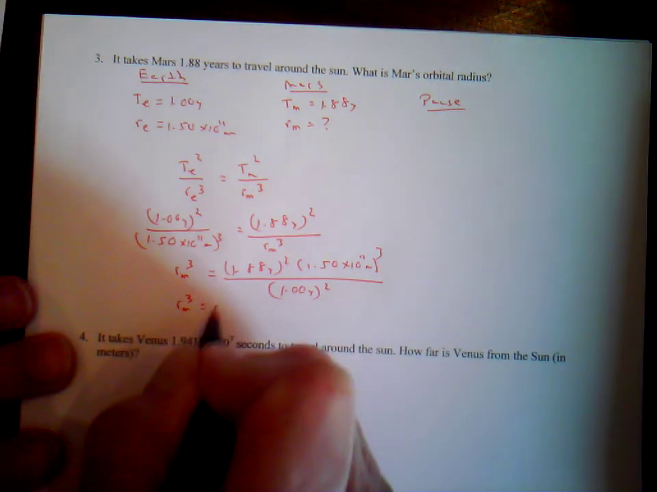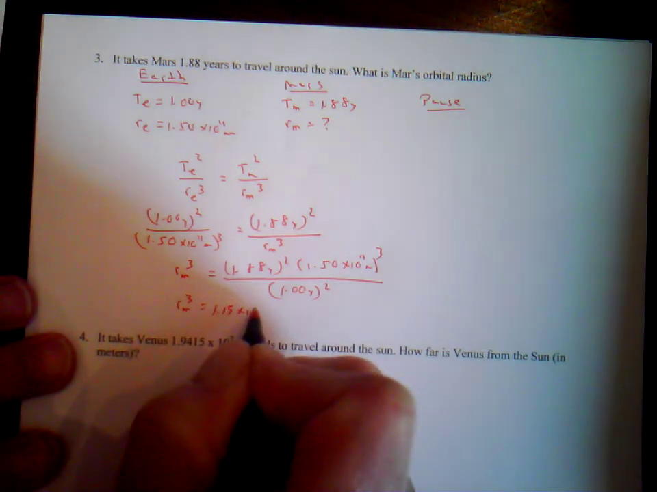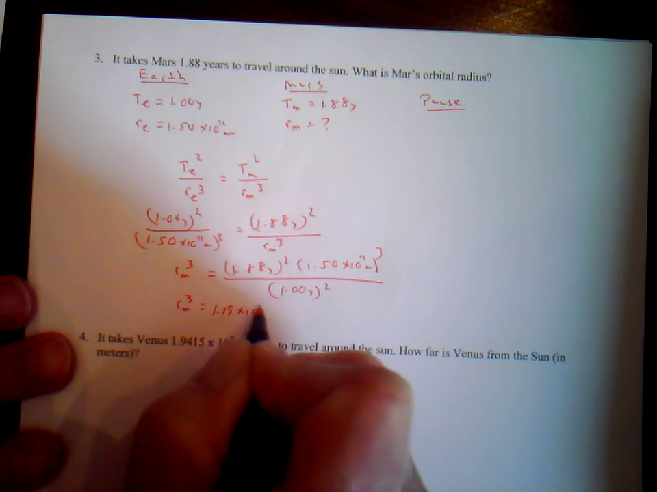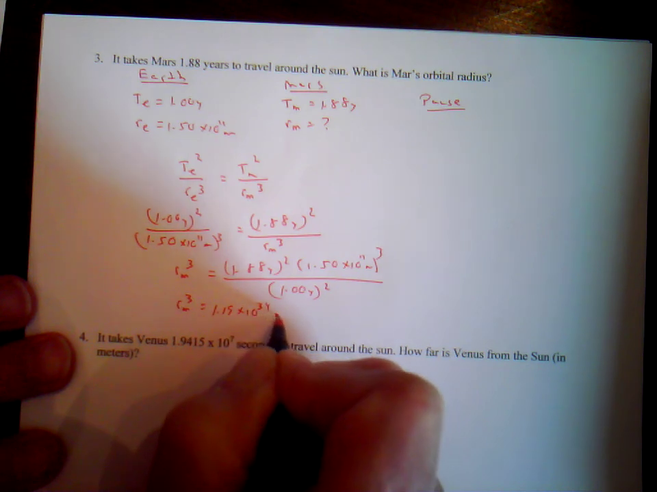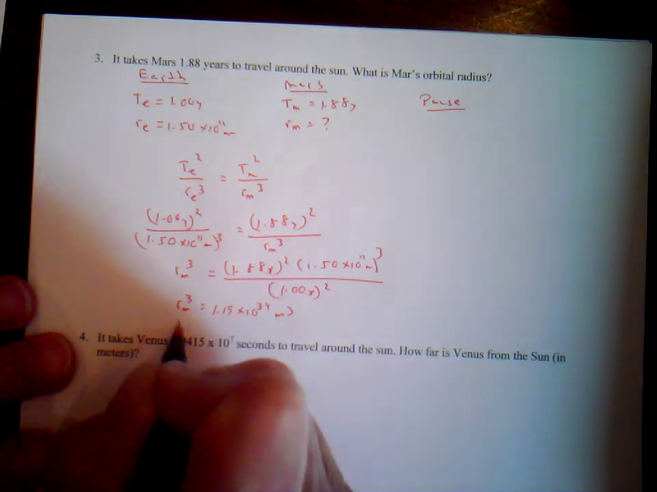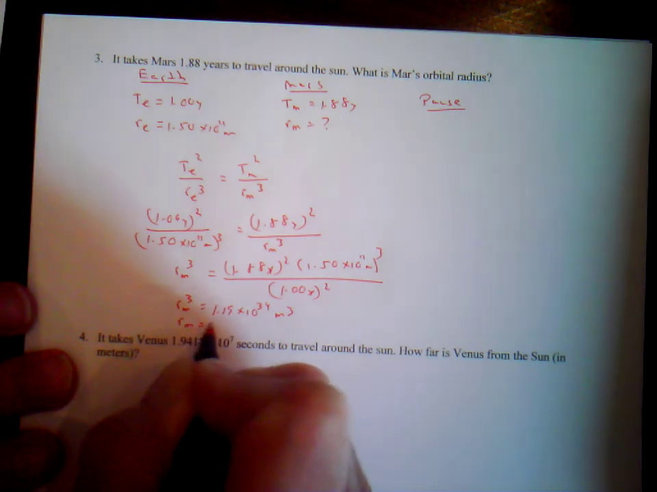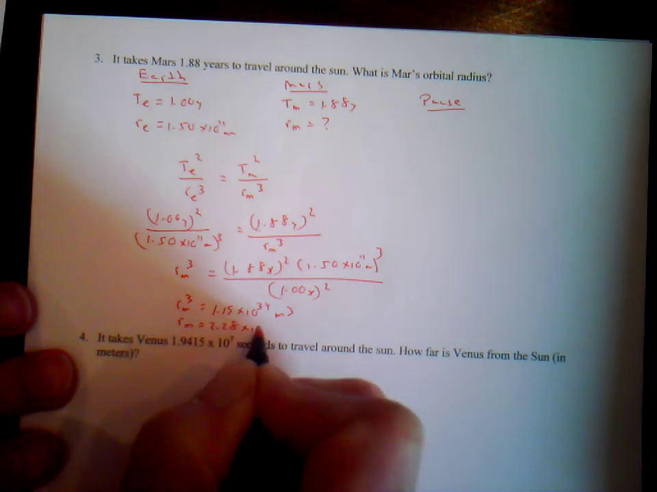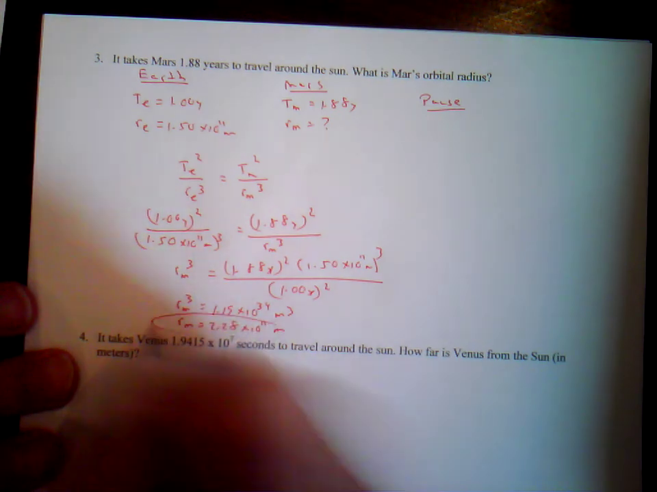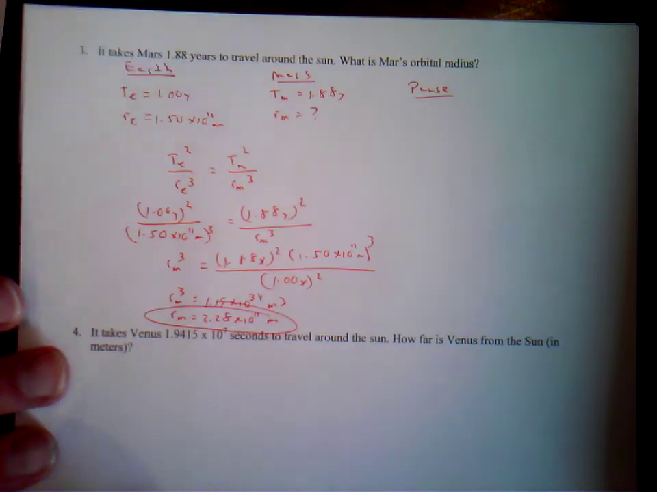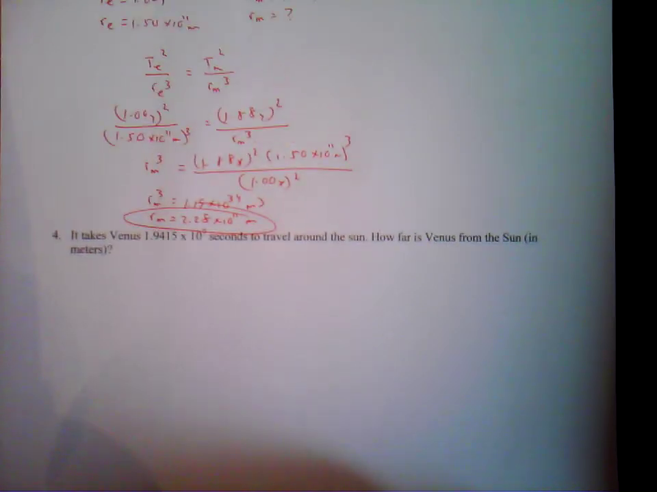And we get 1.19 times 10 to the, I think that's 34 meters cubed. The years cancel. Take the cube root of that, and we get 2.28 times 10 to the 11th meters. Hopefully you got that for your answer when you paused this video and worked it through yourself. We do one more. It has a slightly different twist to it.